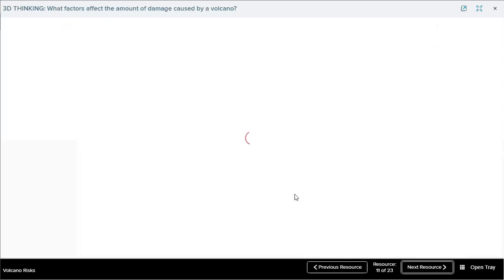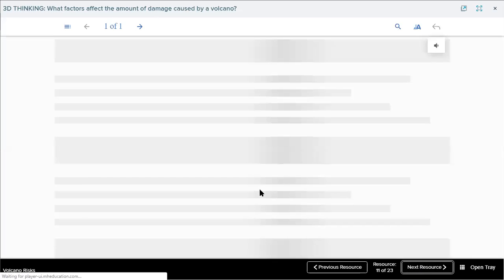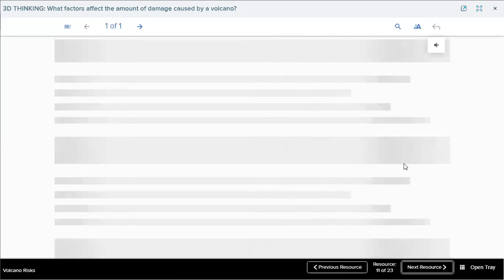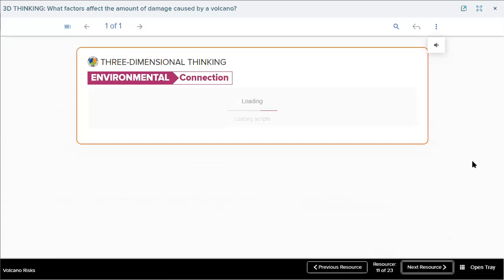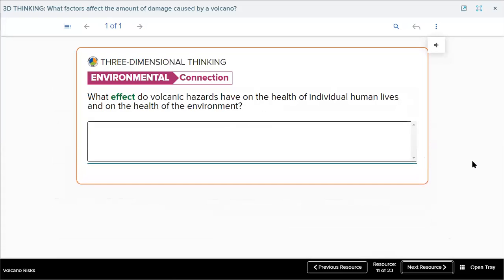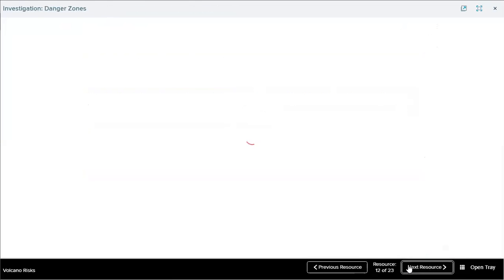After that, we're going to move to the other slide about volcanoes. So what effect do volcanic hazards have on the health of individual human lives and on the health of the environment? What effect of volcanoes have we studied before and explained?